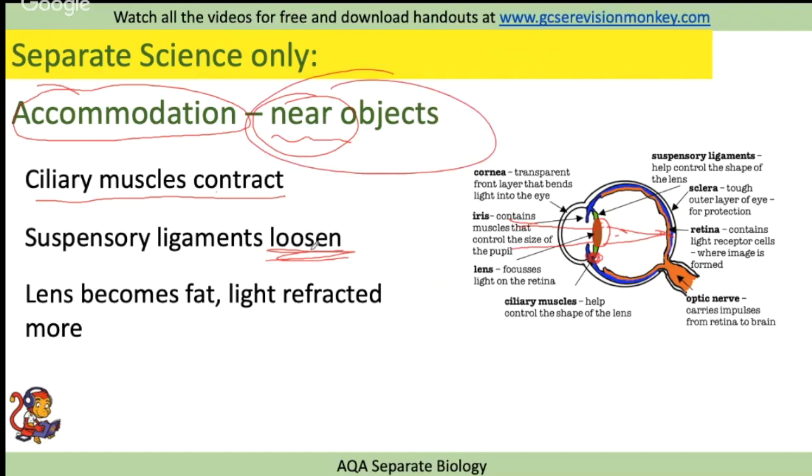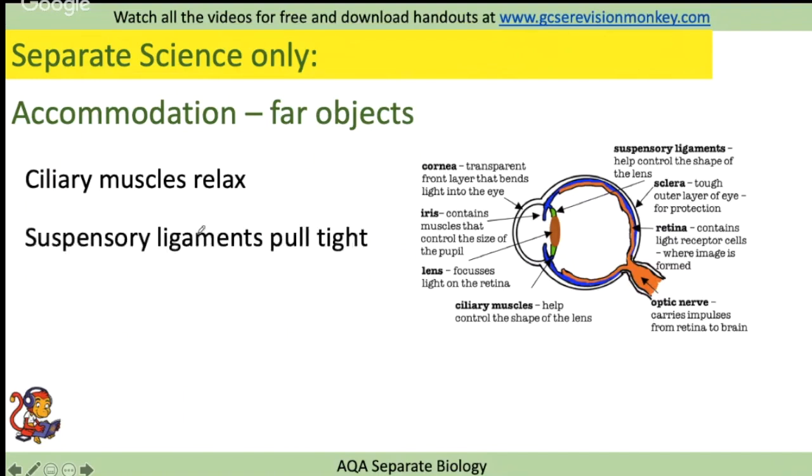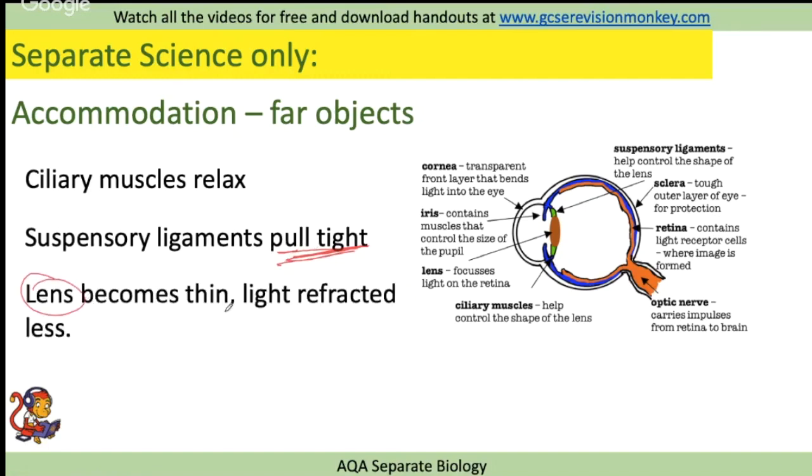So that's if you're looking at objects close up. Ciliary muscles contract, your suspensory ligaments loosen, and your lens becomes fat, and the light can be refracted more. If you're looking at far objects, you don't want to bend the light as much because the light's very far away. So the ciliary muscles relax. The opposite happens basically. The ciliary muscles relax, the suspensory ligaments pull tight, and the lens becomes thin so that the light's refracted less. So the light rays will meet properly, forming an image on the back of the retina.